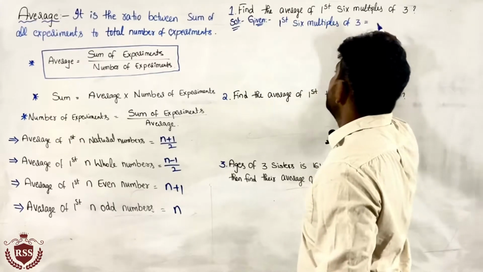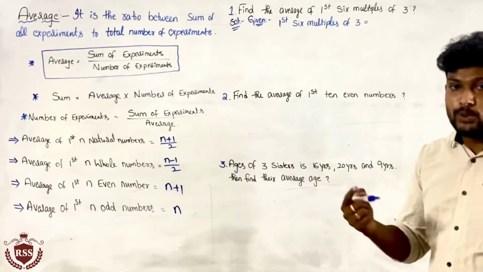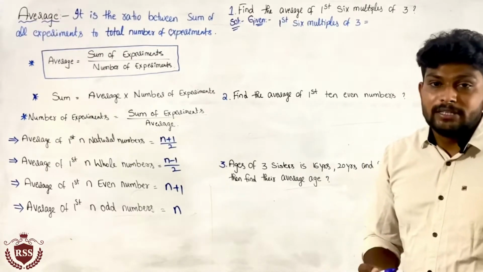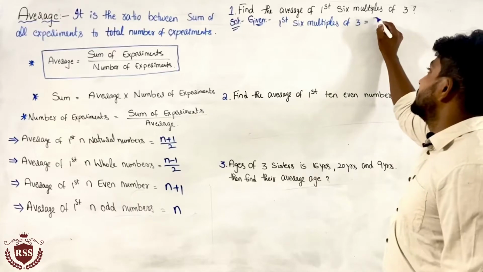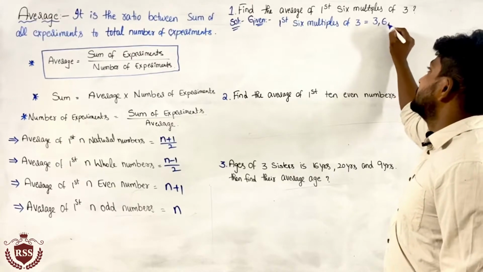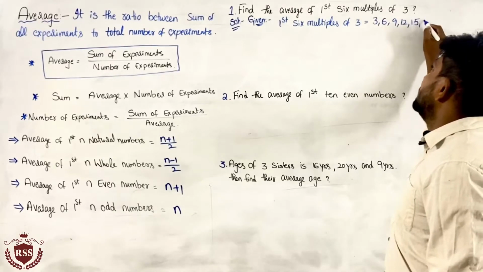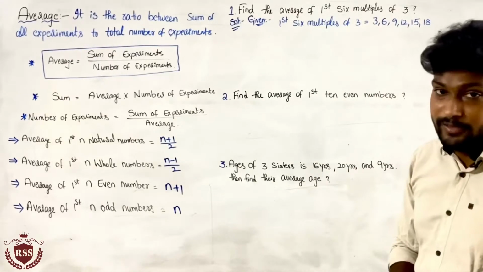What are the first 6 multiples of 3? 3 into 1, 3 into 2, 3 into 3, 3 into 4, 3 into 5, 3 into 6, up to 3 into 6 we need to consider, which means that 3, 6, 9, 12, 15 and 18. These are the first 6 multiples of 3.